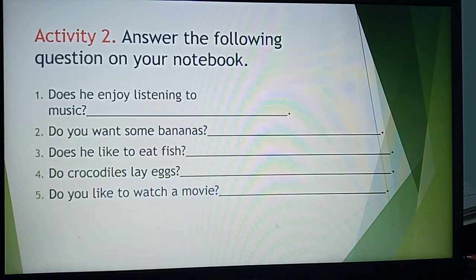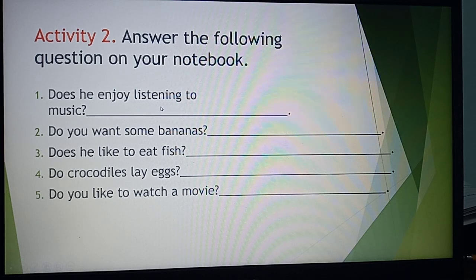And then for activity 2, you just answer the following questions. In answering the question, you need to base on the question if it is does or do. Like for example, in number 1, does he enjoy listening to music? Yes, he does. Yes, he does, because the question is, does he? So the answer is yes, he does.